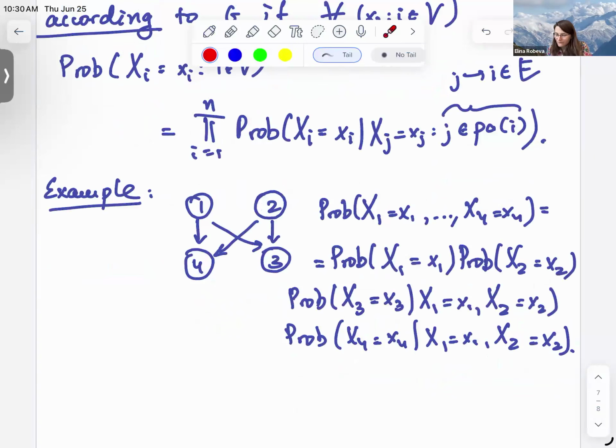So this is the definition. And again, not every function can be written like this. And here note that these factors actually have probabilistic meanings.